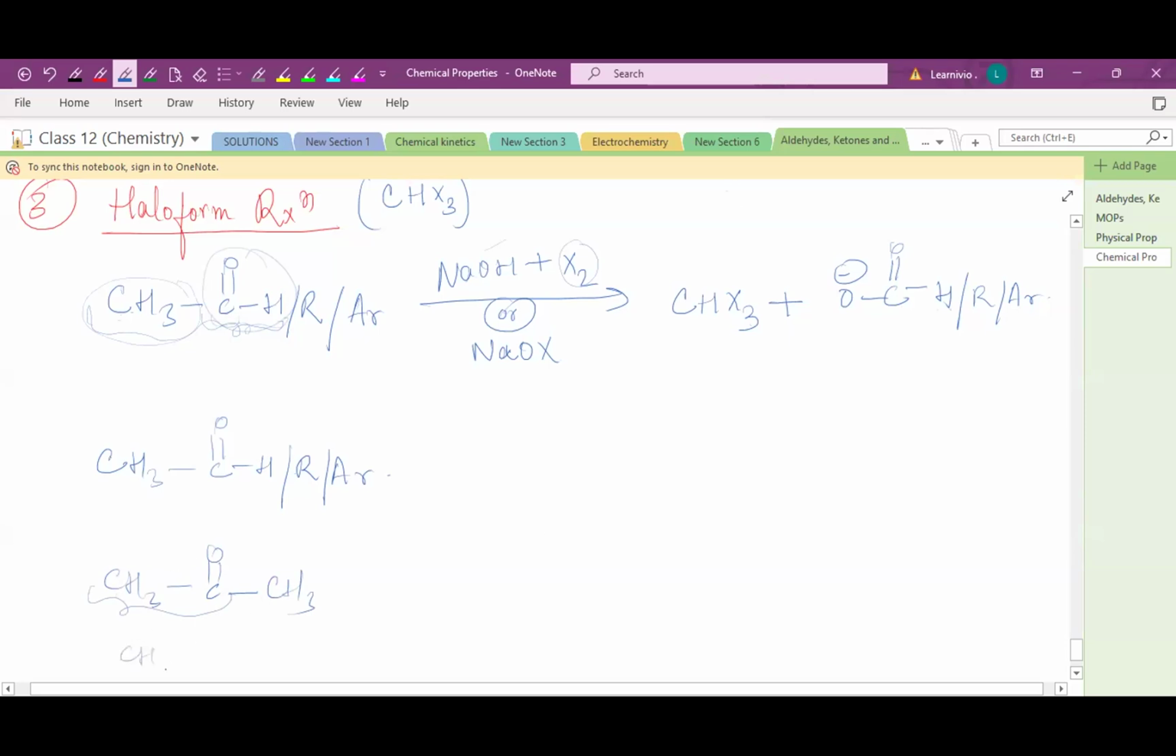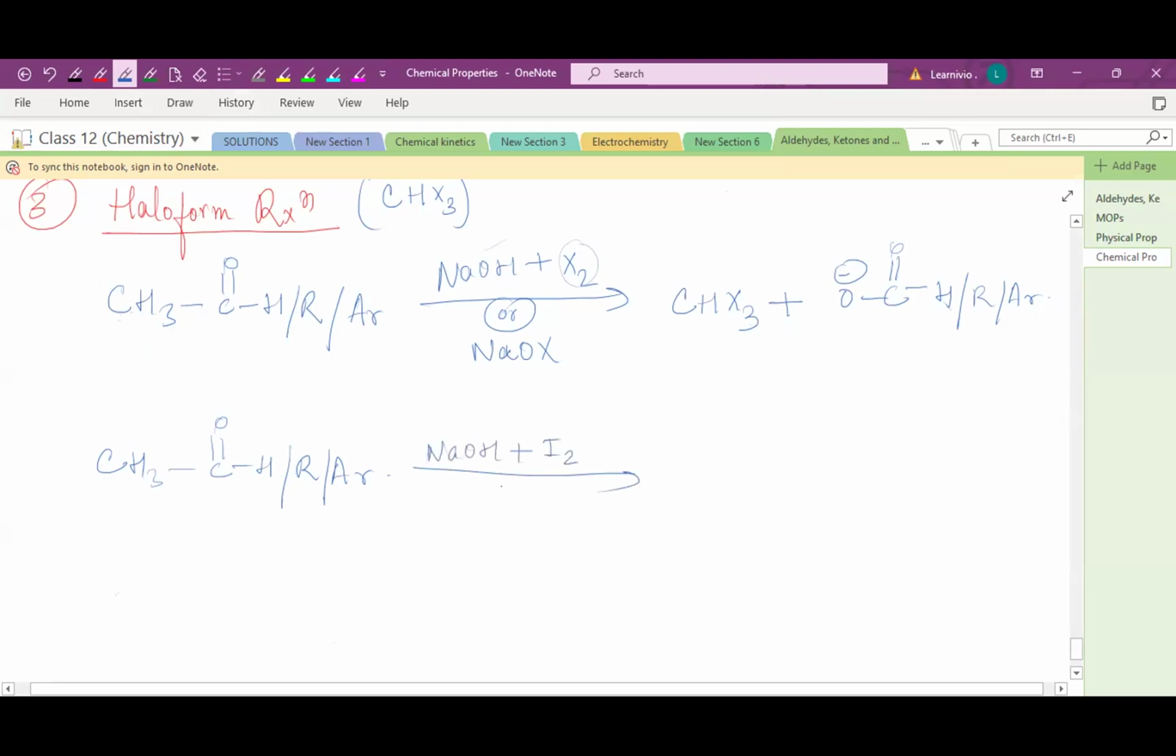And here in the place of hydrogen, it could be your aromatic system, means acetophenone. This is your acetophenone. So acetophenone as well as ketone as well as aldehyde can also give the test, but the condition is this group should be present. CH3CO group, acid group should be present. That is the condition. Next reaction, sodium hydroxide plus I2.